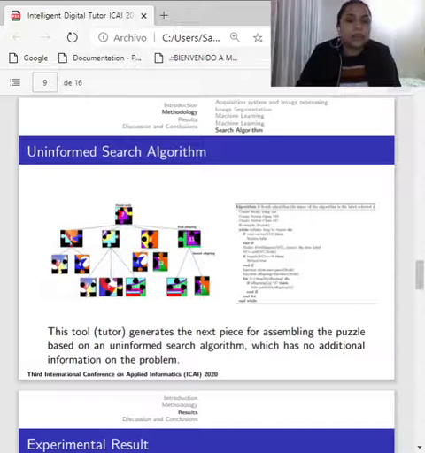The image shows us an example of this algorithm.